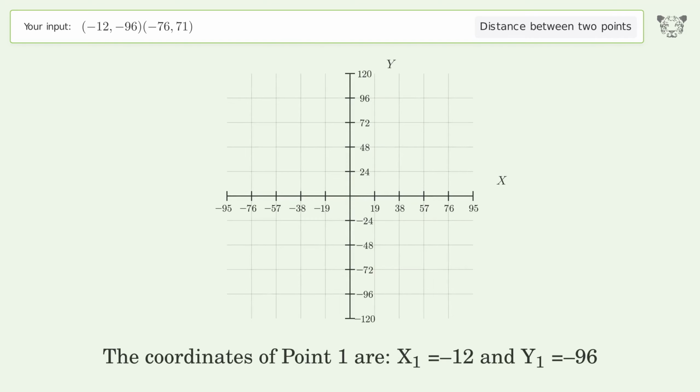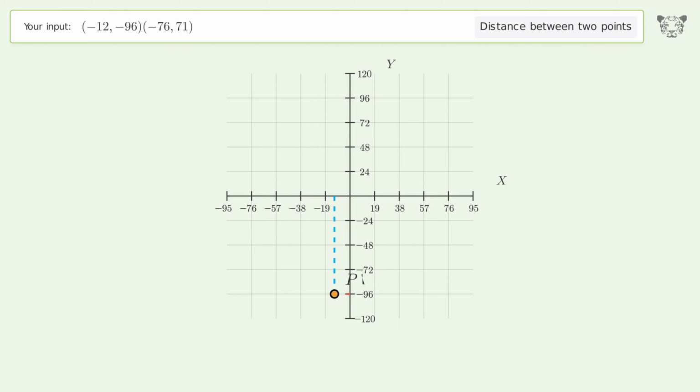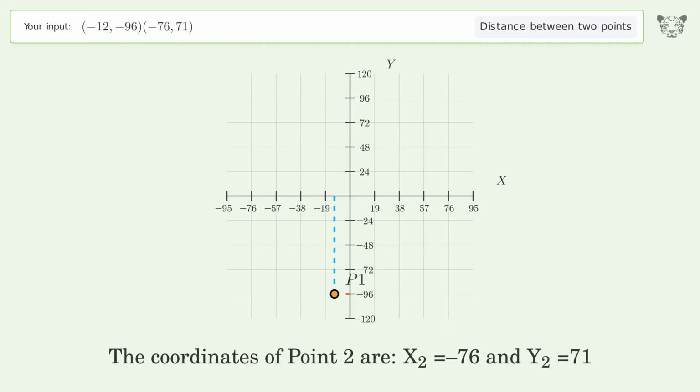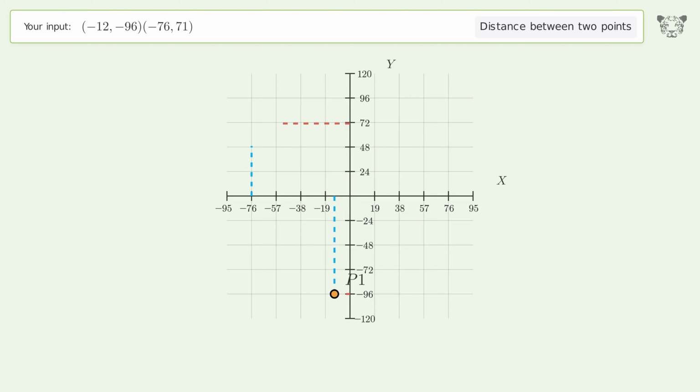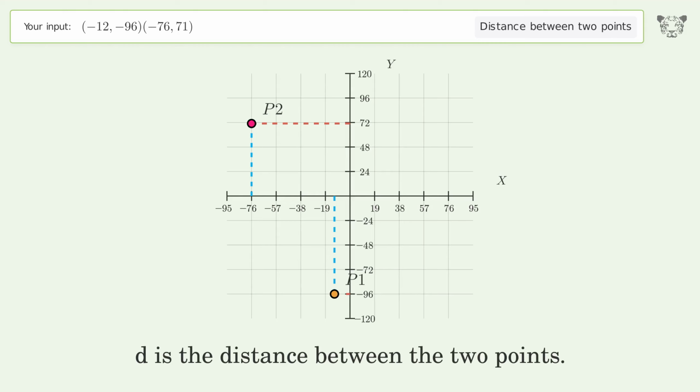The coordinates of point 1 are x1 equals -12 and y1 equals -96. The coordinates of point 2 are x2 equals -76 and y2 equals 71. D is the distance between the 2 points.